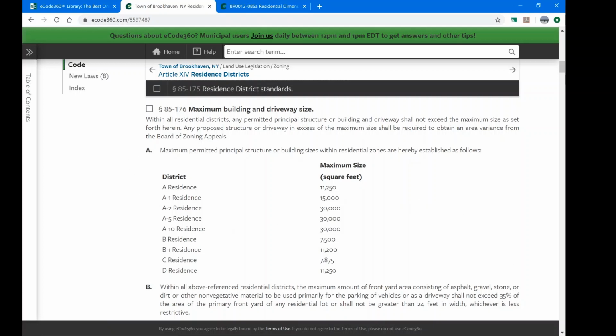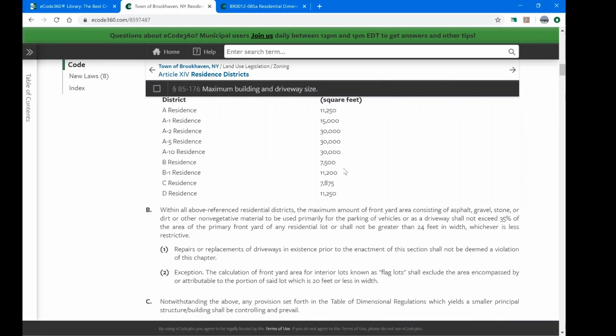If you have an A5 or an A10 or A2 residence, your house can be up to 30,000 square feet in size. That's close to 3/4 of an acre of building. Plenty of space. And even on the more restrictive, smaller lot sizes for B, C, and D, they allow you to go up to about 7,000, upwards of 11,000 square feet on a home. So pretty generous with the size of the homes.